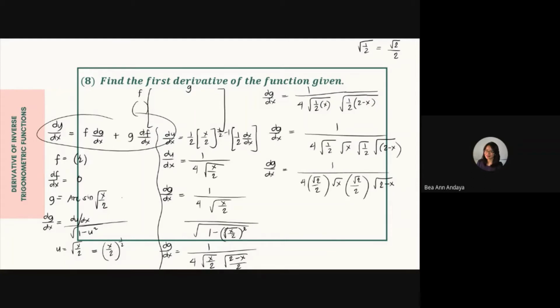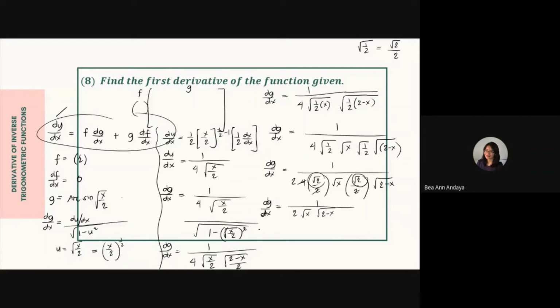So as you can see, we can cancel out 4 and 2 and 2 here. And if we have the square root of 2 times square root of 2, magiging 2 na lang yan. So let's just place here 2 para hindi mawala. So from the dg all over dx, this is equivalent to 1 all over 2 times square root of x, and this one is the square root of 2 minus x. And hindi pa yan ang final answer because this is just the dg all over dx, and our requirement is the derivative of y with respect to x.